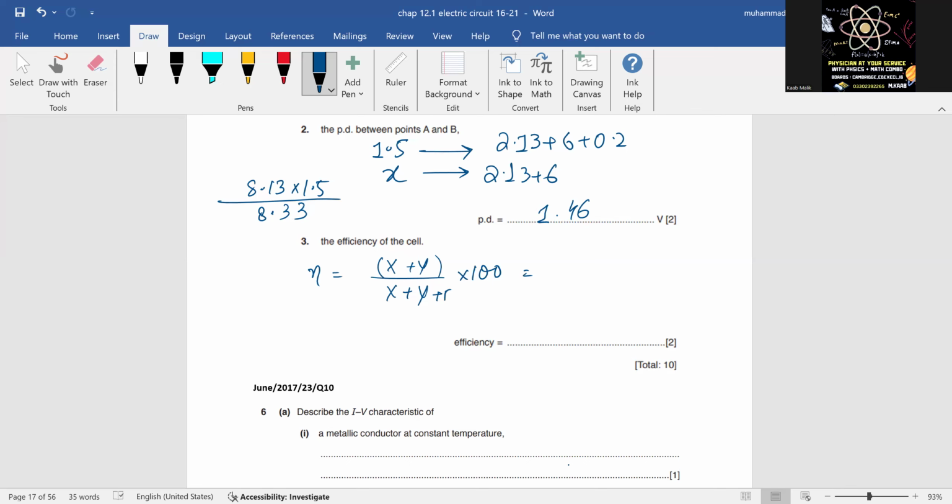I'm using I squared r for the power, divided by I squared R, right? Since the circuit remains the same, I and I get cancelled off. So in the numerator, I'll be left with the resistance of X plus Y, which is 8.13, and in the denominator, the total resistance 8.33. Just calculate the value. Sir, 0.97. Okay, fine. Perfect. 0.97.